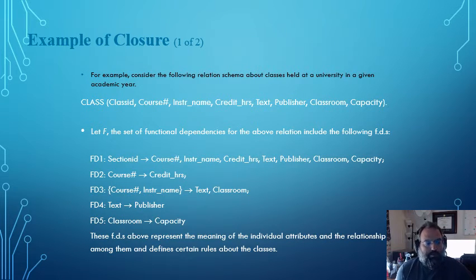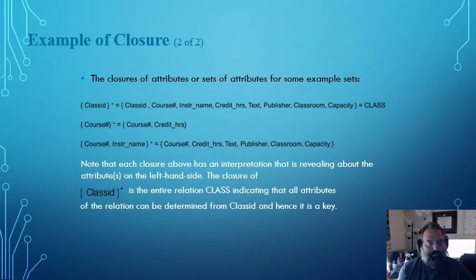Example closure. For example, consider the following relational schema about classes held at a university in a given academic year. The closure of attributes or sets of attributes for some example sets.